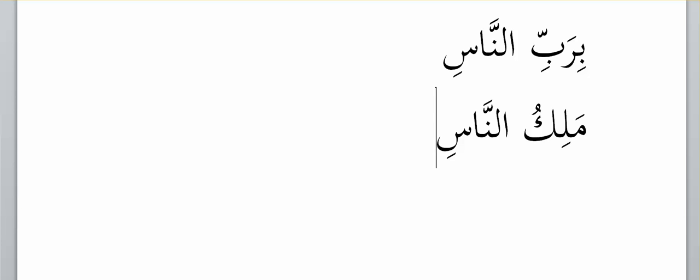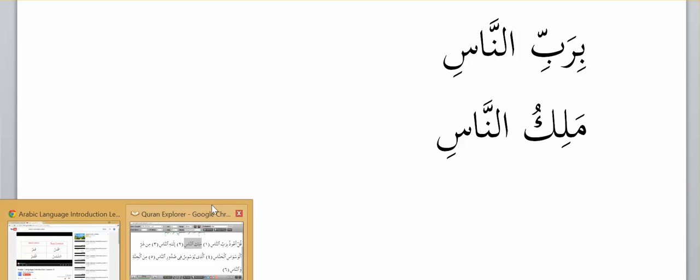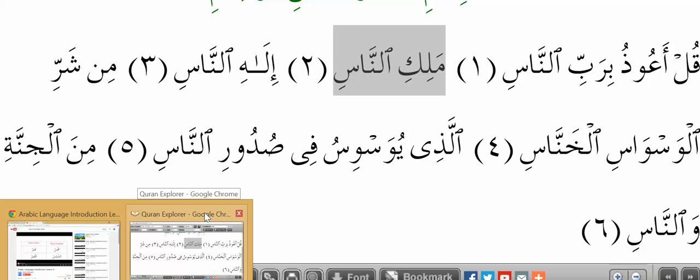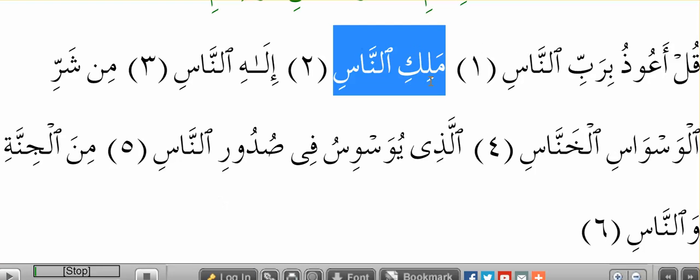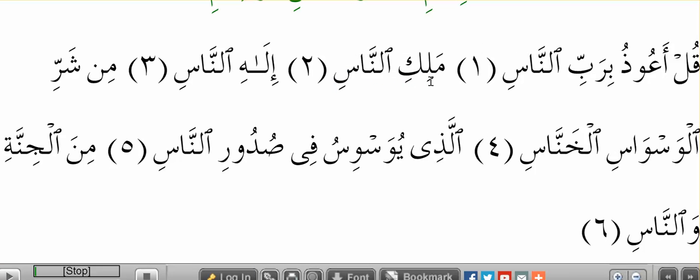Malikun Nas means what? King of mankind. But I'm going to show you something now. If you look at the Quran, does it say Malikun Nas? Pay attention. What does it say? Malikin Nas. So where did we get kasra on the kaf from? How did we get that?